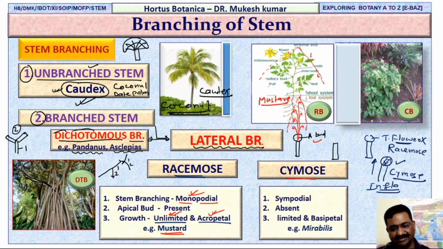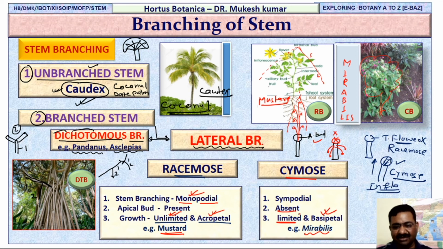Now think about the cymose branching of the lateral stem. What happened? The apical bud is not present, so it will not grow further. So it will execute limited branching, and the new branch will come backward, downward. So it will not grow at the tip, rather it will spread nearby. See this very good example of Mirabilis here. This is Mirabilis. What happened in this Mirabilis? The stem is growing, but it is not growing at the tip, rather it is growing at the base, so it's called basipetal branching.